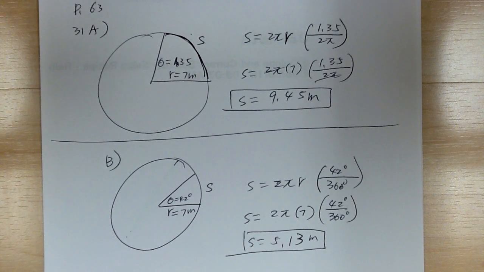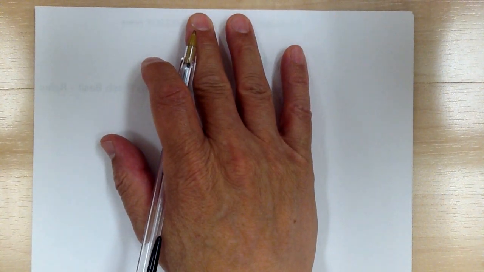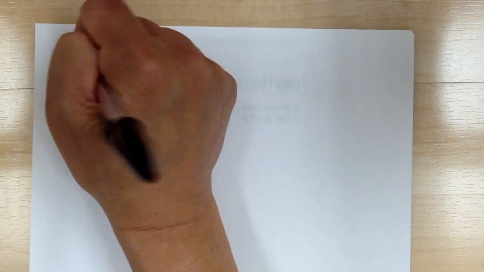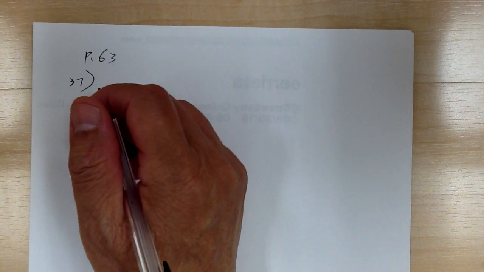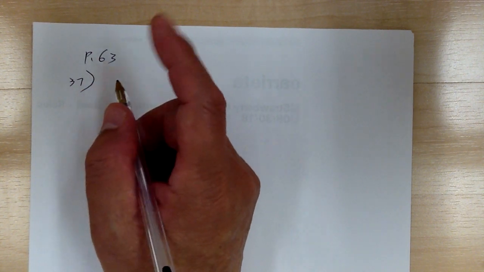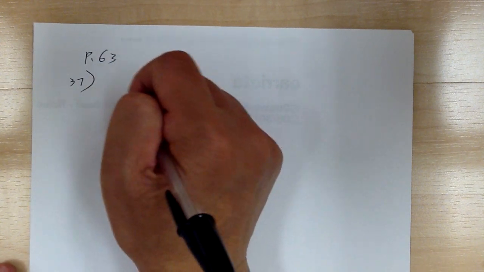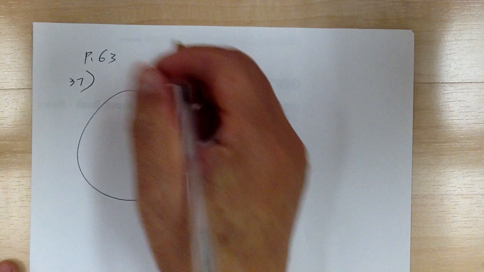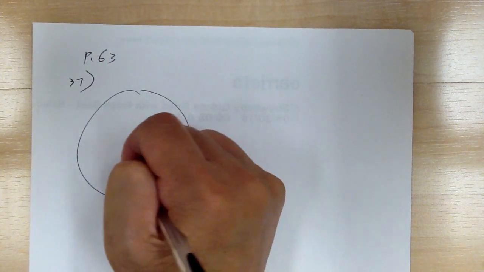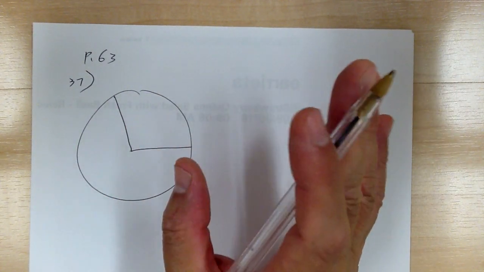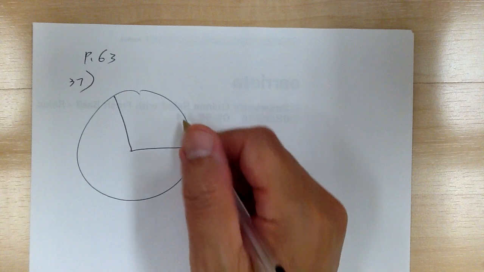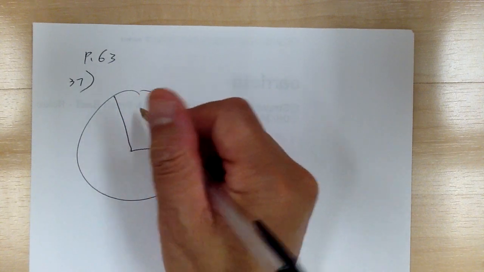Okay, let's go to number 37. Number 37 is a similar situation, but this one you're looking for the area of the sector. So you have a circle, and it's 2 radians. So 1 radian is about 57 degrees, about 60. So 2 radians would be about 120. But if you don't know, it doesn't matter.